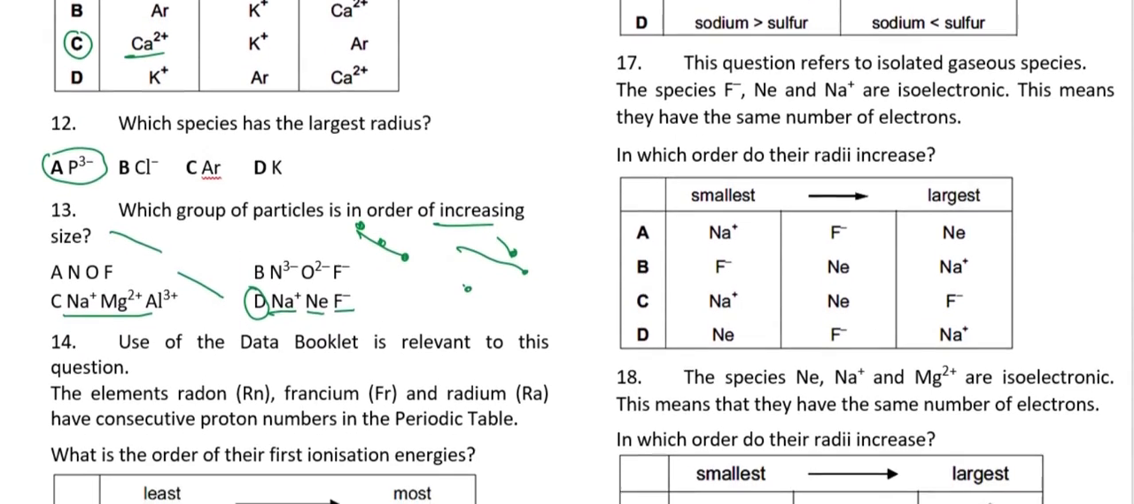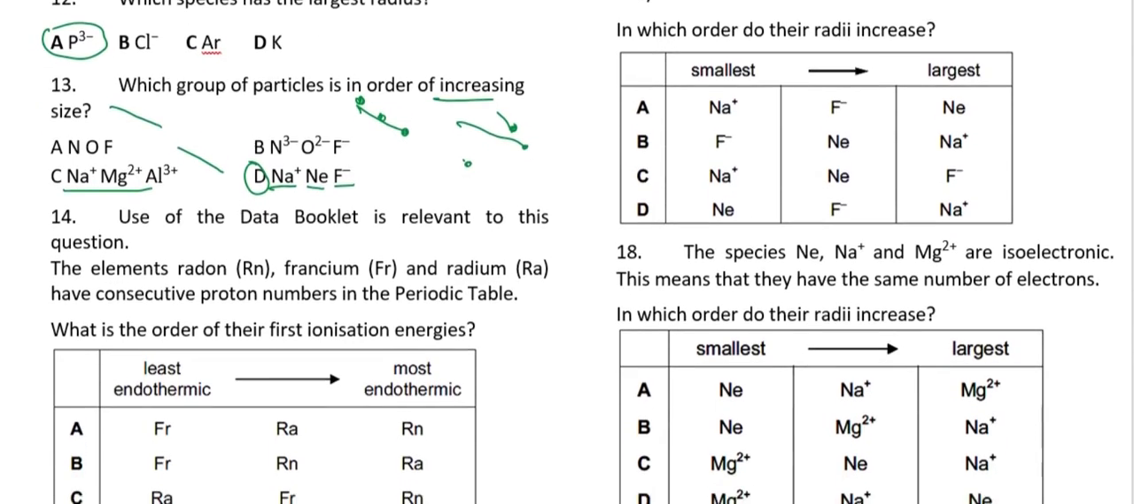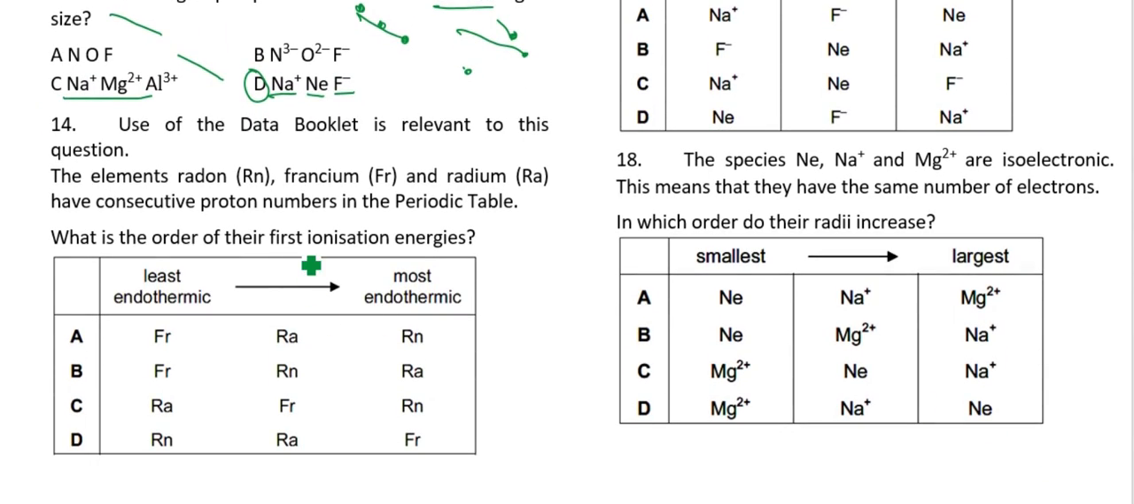Question 14, use of the data booklet, meaning we have to use the periodic table. Although this question is related to the first ionization energy, you can relate it to the size. Remember that the larger the size, the easier it is to remove an electron, and we discussed exactly the same phenomenon here. So you can easily replace the element. Sodium is from group 1, so here francium is from group 1. This is group 1 as sodium. The radium, okay, radium is in group 2.